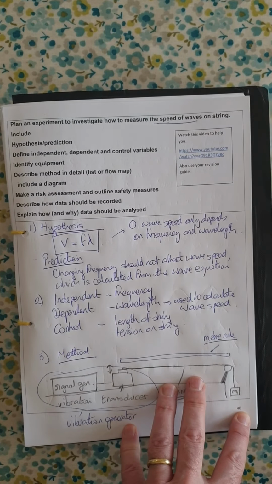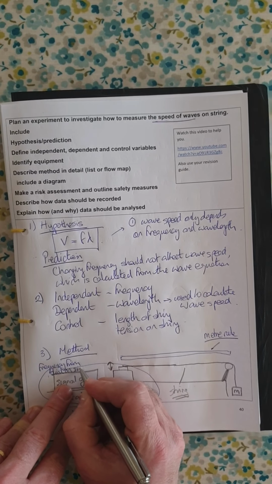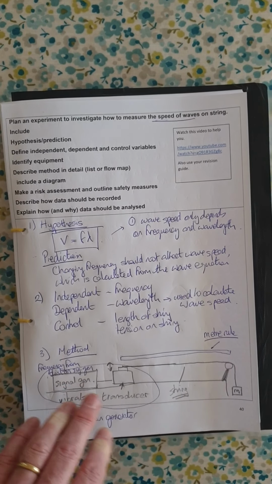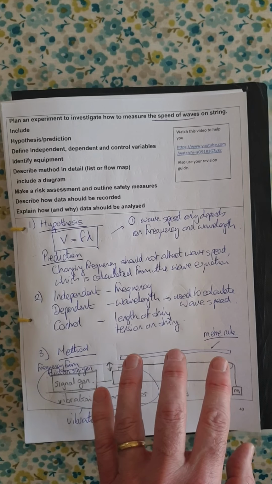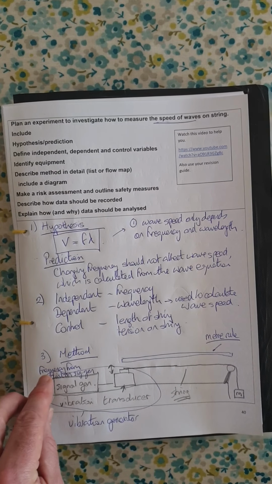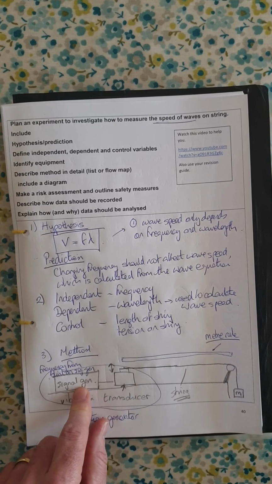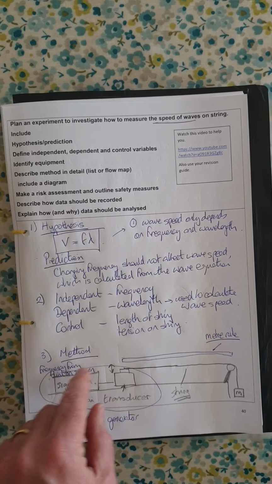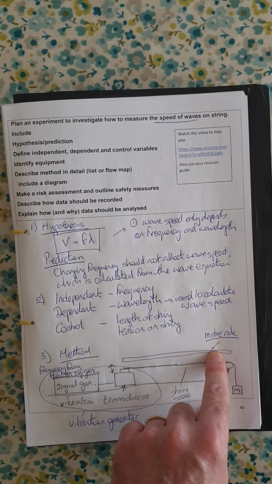The frequency is controlled by the signal generator, so you read off this frequency from the dial on the signal generator. So it's important when you're describing how you're making these measurements that you talk about the equipment that you use to make the measurements. So the frequency is coming from the setting on the signal generator by reading the dials. The length of the string is measured using a meter rule.